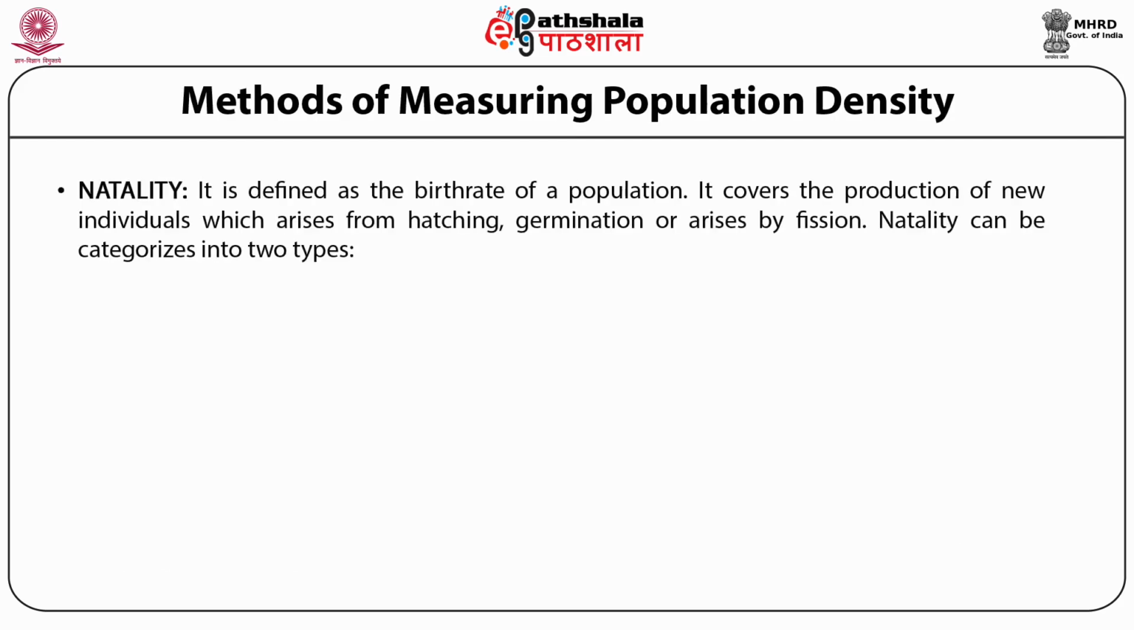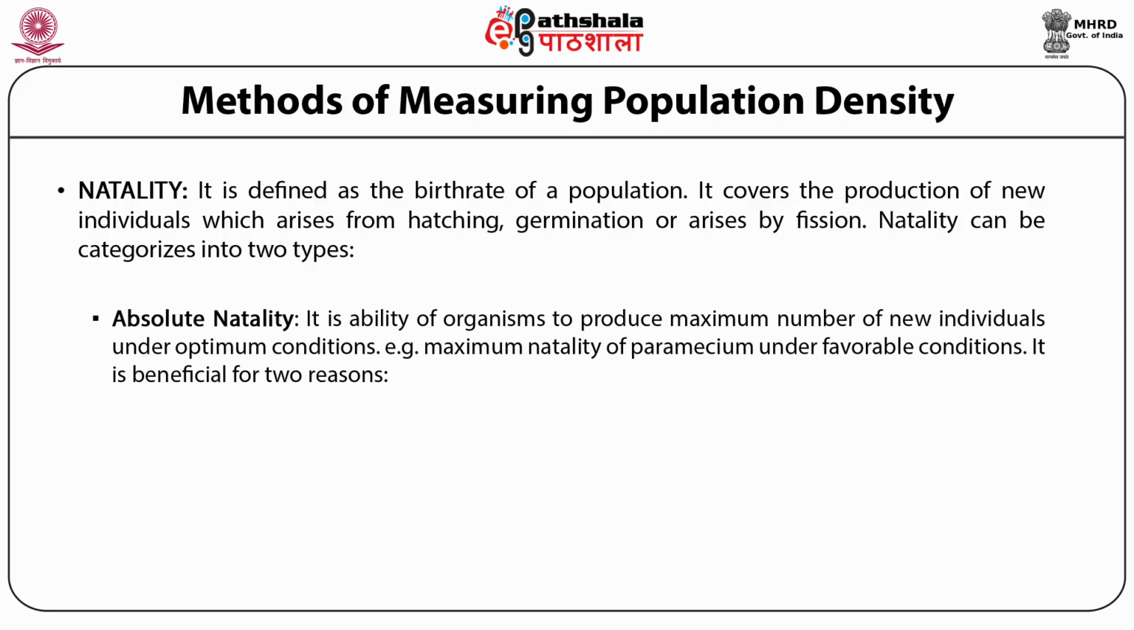Second is natality. Natality can be defined as the birth rate of a population. In general, natality covers the production of new individuals which arises from hatching, germination, or arises by fission. There are different types of natality, and generally it can be categorized into two types. The first is known as absolute or physiological natality.